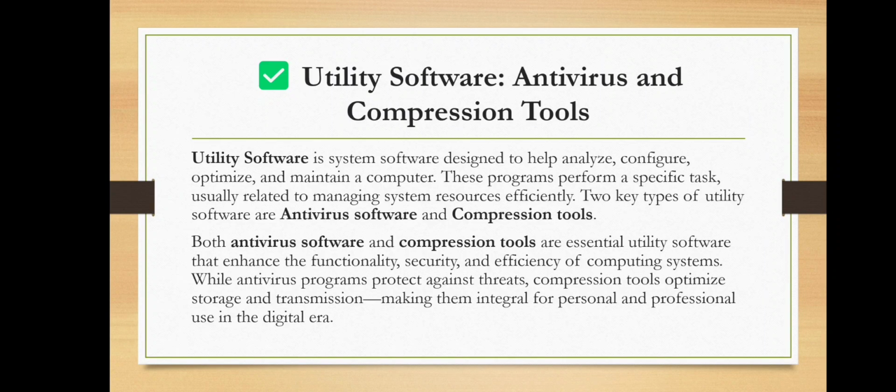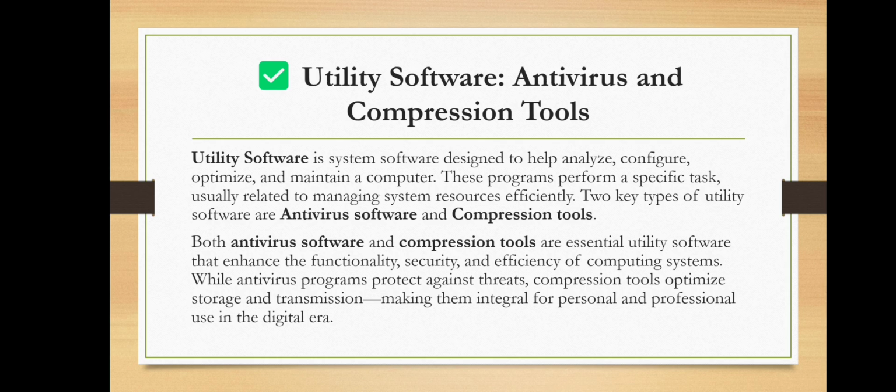This video is about utility software. That is, you can say the software like antivirus and compression tools. So, what is utility software? Utility software is system software designed to help analyze, configure, optimize, and maintain a computer.